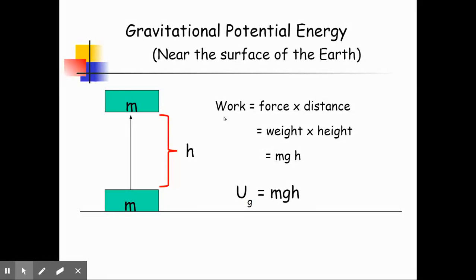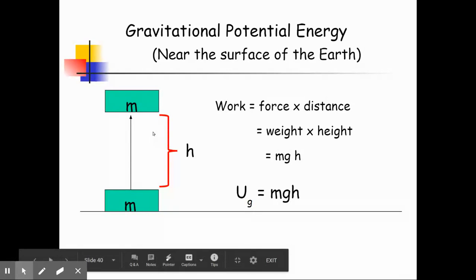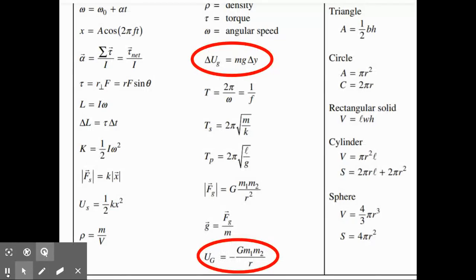And because work is equal to your change in energy, the only kind of energy that is changing here is my gravitational potential energy. And so my gravitational potential energy is equal to mg times h.